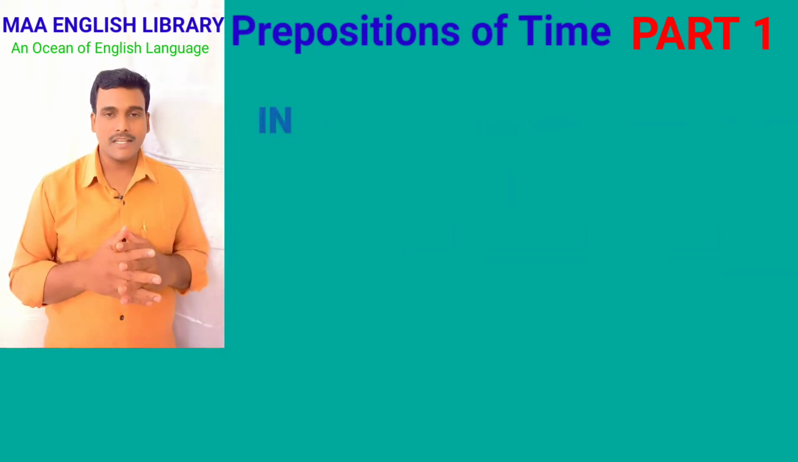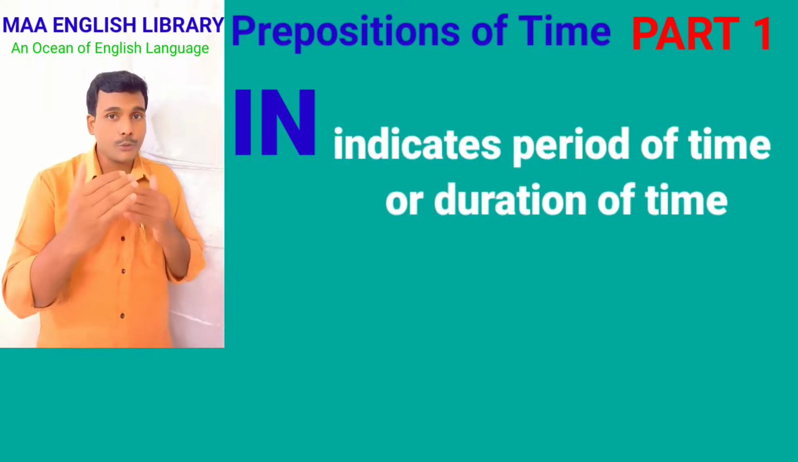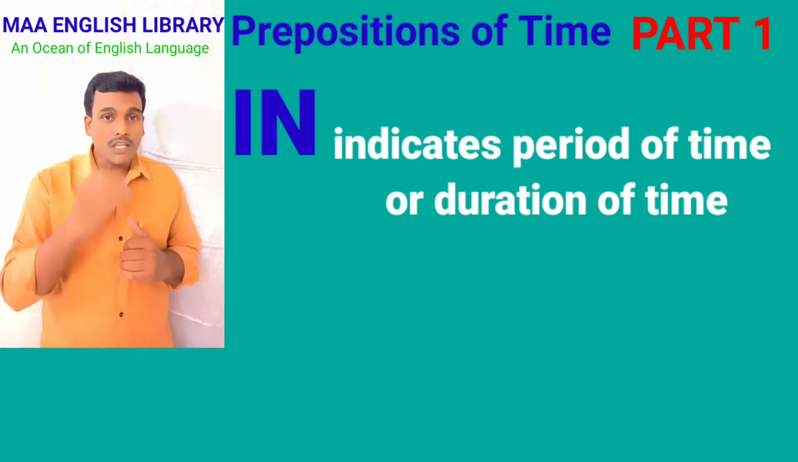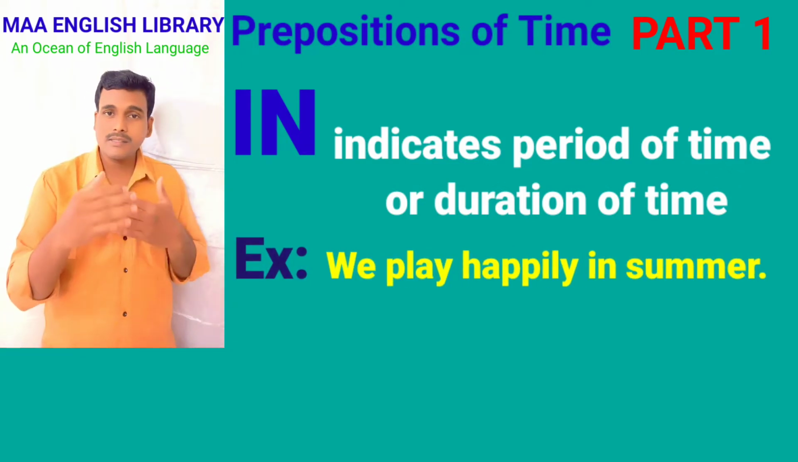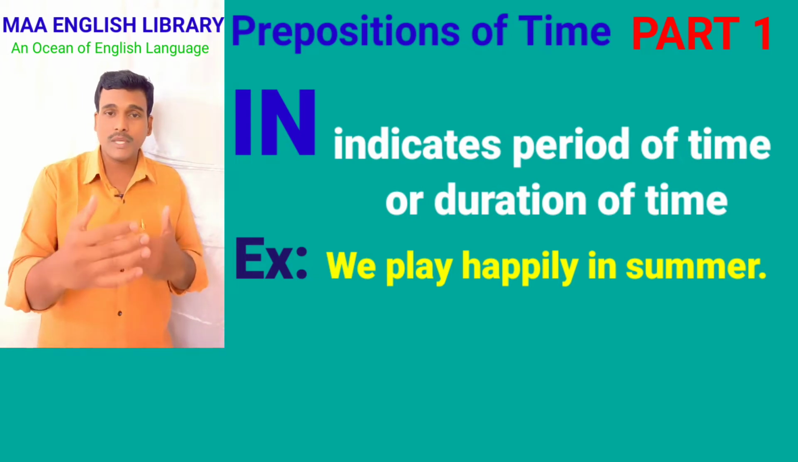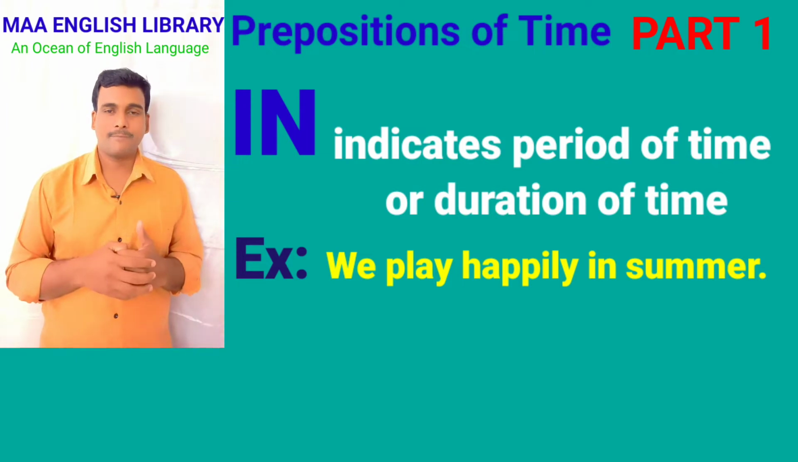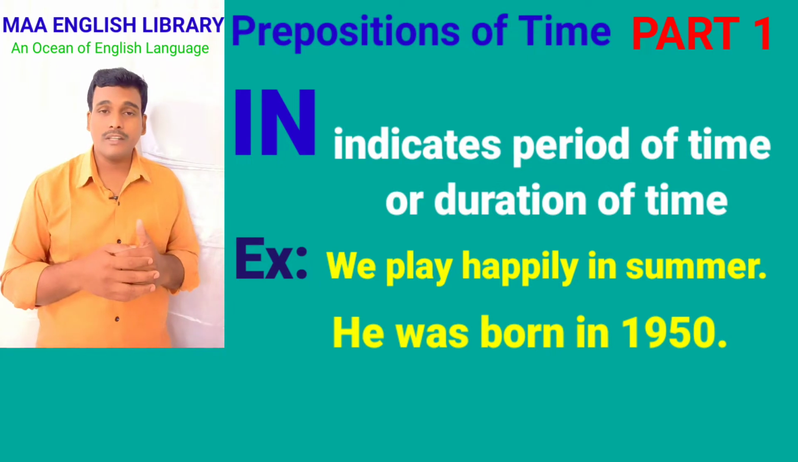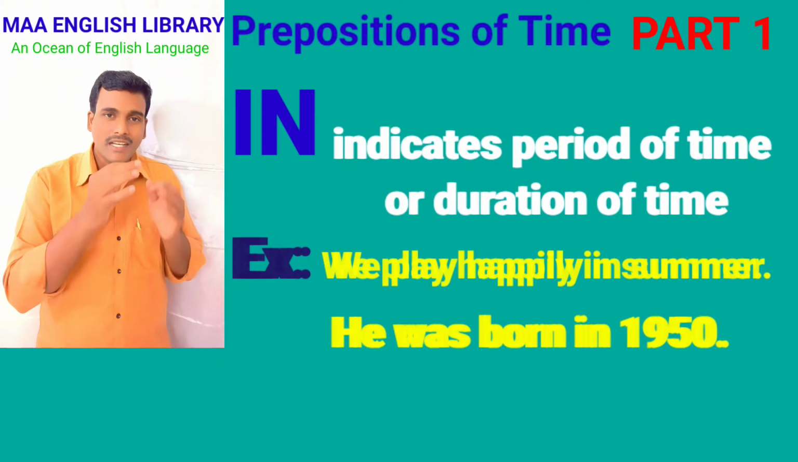And the next one in that is in. In indicates a period of time or duration of time. Okay, so to indicate duration of time, in is used. So see an example for that. We play happily in summer. Summer is a period of time. A few months together is called a season. So it is a period of time. And the next one, he was born in 1950. Before a year we use in.